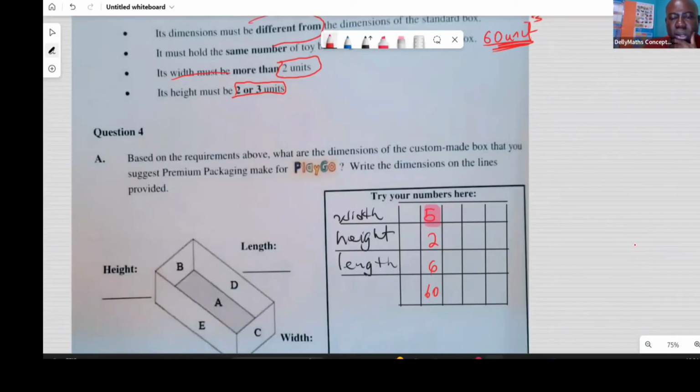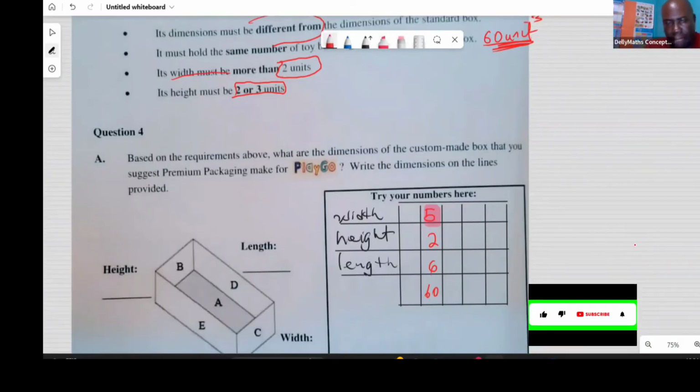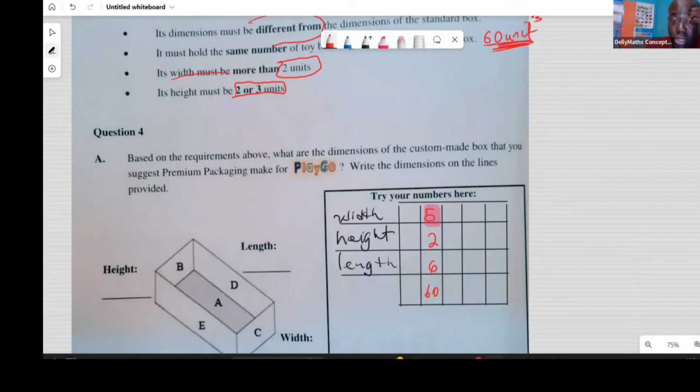Let's pick this one. We're talking about a 5 for the width and a height of 2. And then the length is going to be 6 because we want to make sure that we get back to 60. So if you multiply 5 times 2 times 6, definitely you're going to get your 60. And that's what you want to focus on.